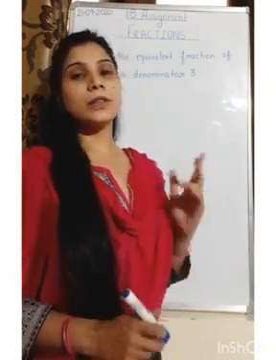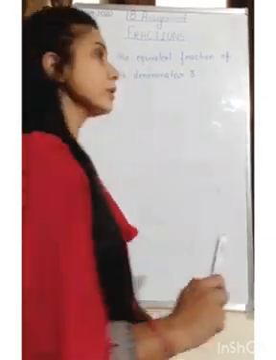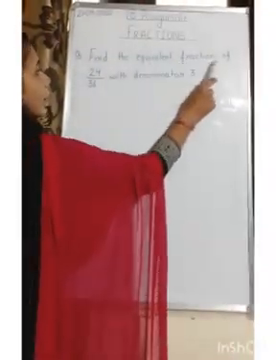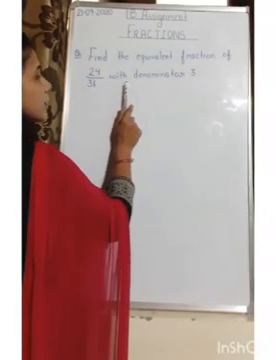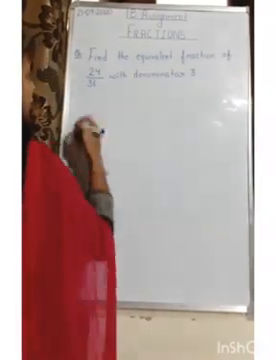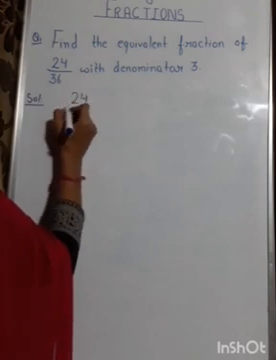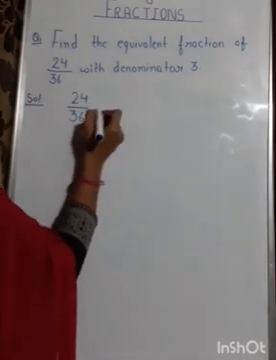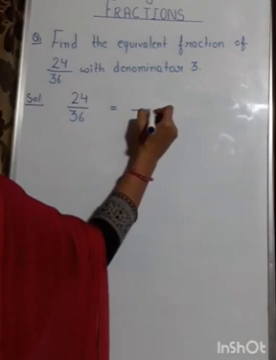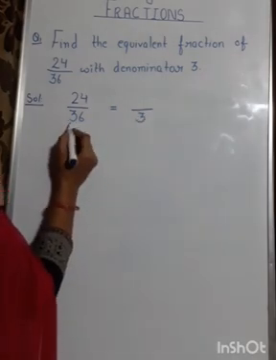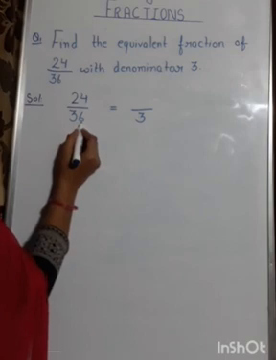So students, we are just continuing your previous chapter, fractions. And your first question is: find the equivalent fraction of 24 by 36 with denominator 3. Here they have given you a fraction 24 by 36 and you have to find its equivalent fraction with the denominator 3.